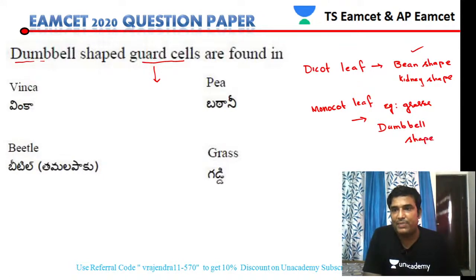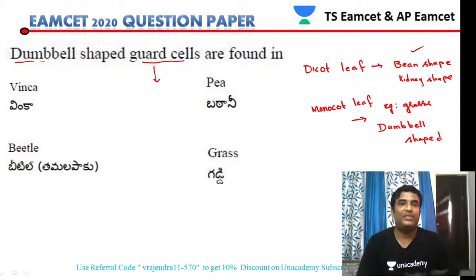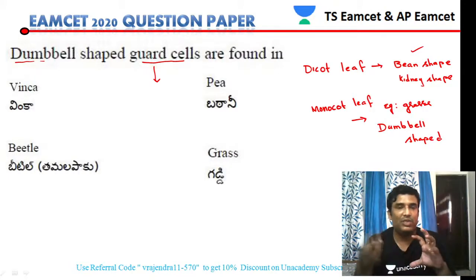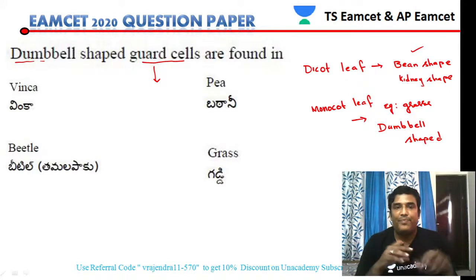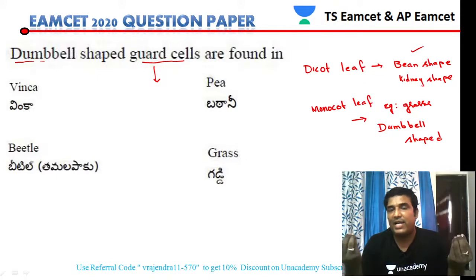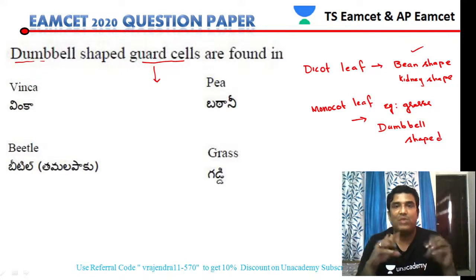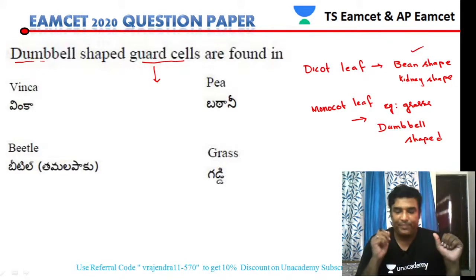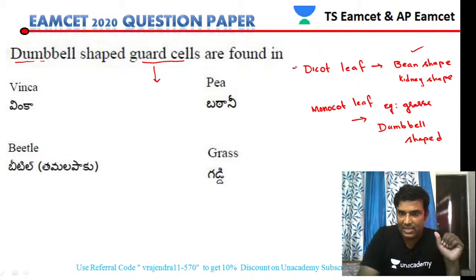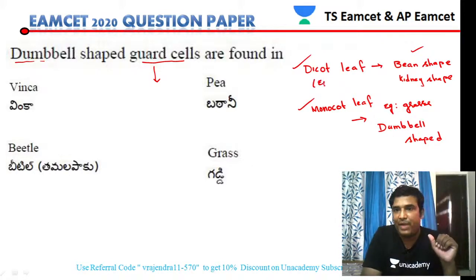The guard cells play a main role in the evaporation process. When guard cells become turgid, they open, and the loss of water takes place, and that process is called transpiration. Anyhow, the guard cells are present in both dicot leaf and monocot leaf, especially in the epidermis region.